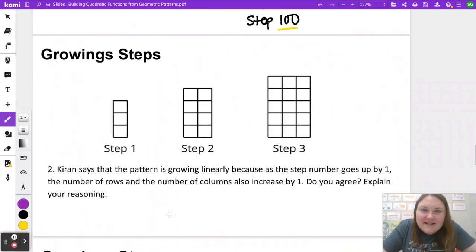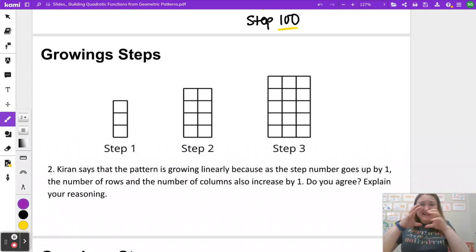The next thing I want to think about then is this idea of what type of relationship we're looking at. We had said yesterday and today that any of those patterns where you see that square getting bigger and bigger were quadratics. But here we're talking about rectangles. I don't see a square for any of these. I'm looking at rectangles. So let's talk about what type of relationship this is.